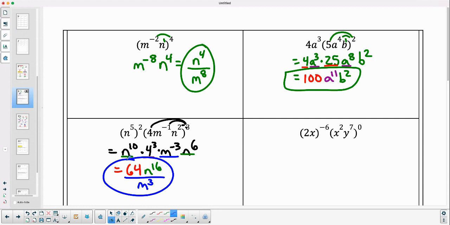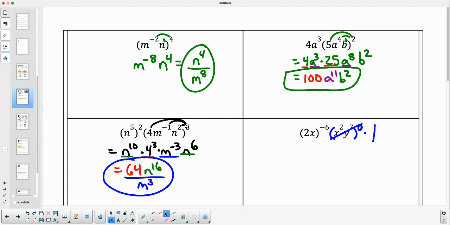Okay, this next one looks like it might be complicated at first, but really what we're looking at is, I see a 0 exponent. Anything that this 0 exponent touches is going to get crossed off, turn to a 1. The 0 is touching the parentheses, so all of this turns into a 1 right away. So all we have to deal with is this 2x to the negative 6.